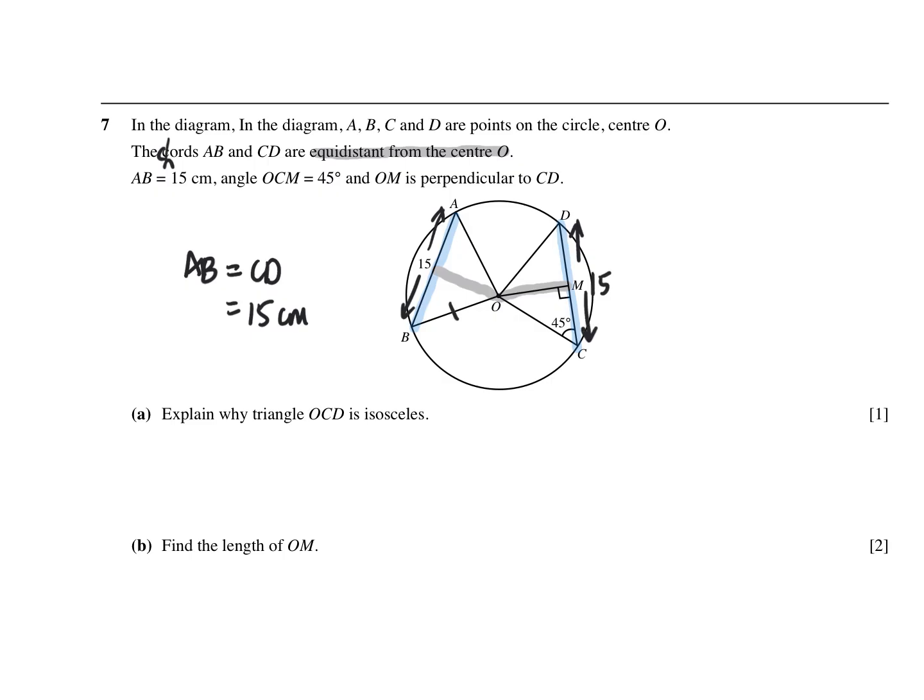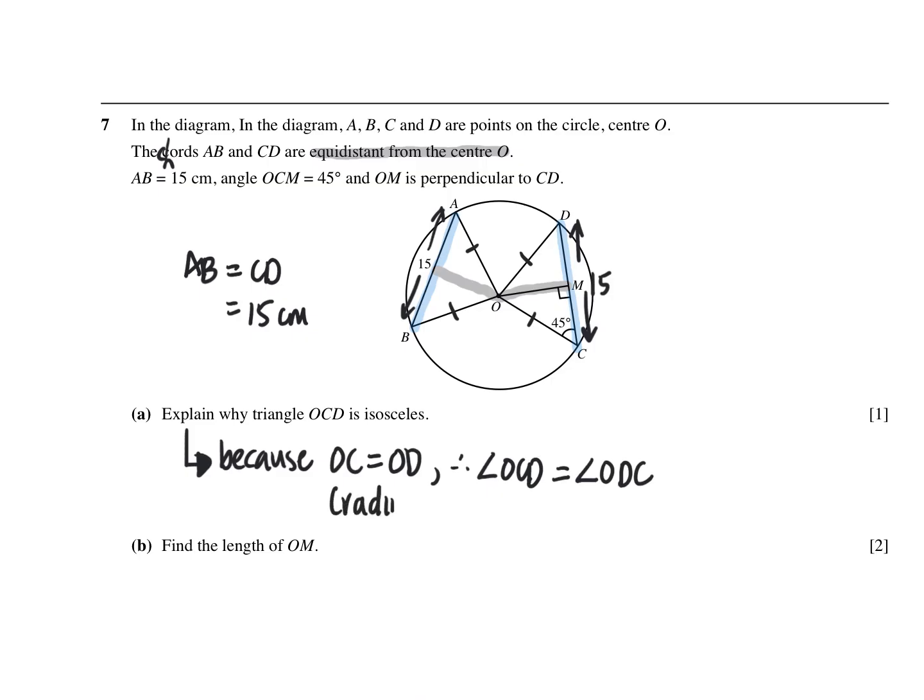Wait, we write down, mark out all the radius first, then all your 90 degrees will be, all your isosceles will stare at you. Then they ask you, why is OCD an isosceles triangle? Then you can say because OC equals OD, therefore angle OCD is equal to angle ODC. That's why it's an isosceles. So you can explain this way. If you want, you can even tell me they are radius.